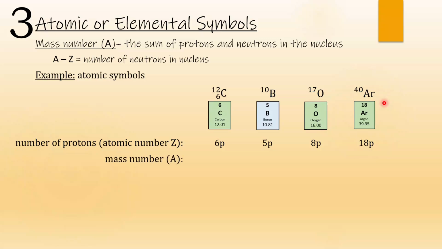The mass number, well, the mass number is this number in the upper left-hand corner of the atomic symbol. So I'll go ahead and write those down. So we got 12, 10, 17, and 40.